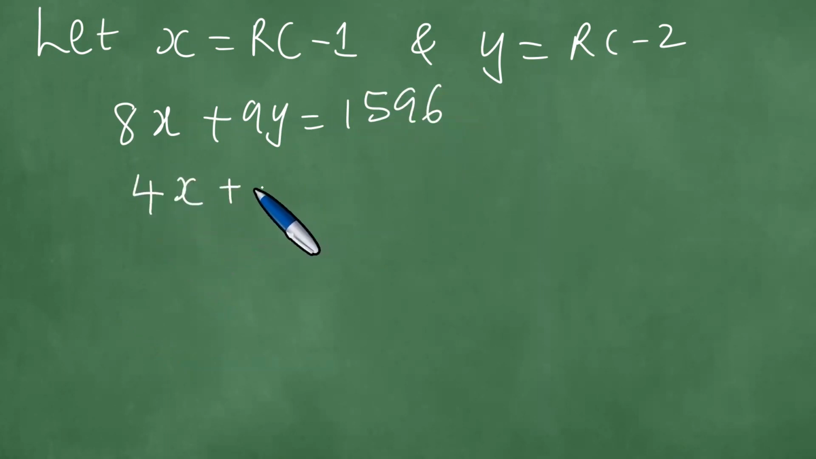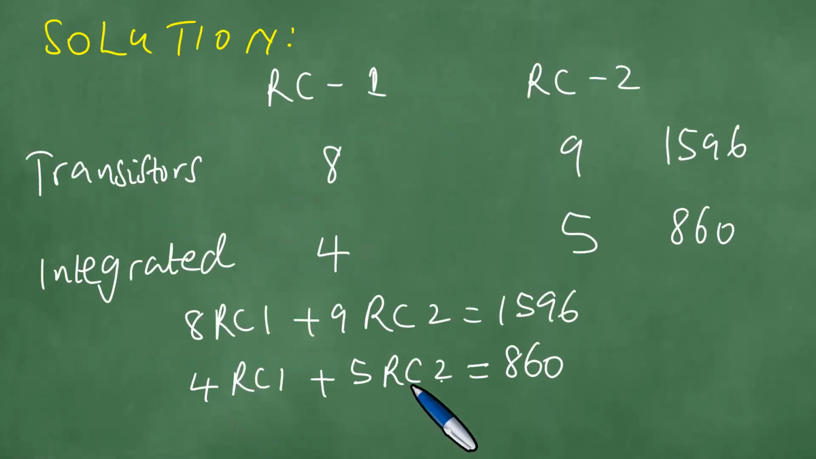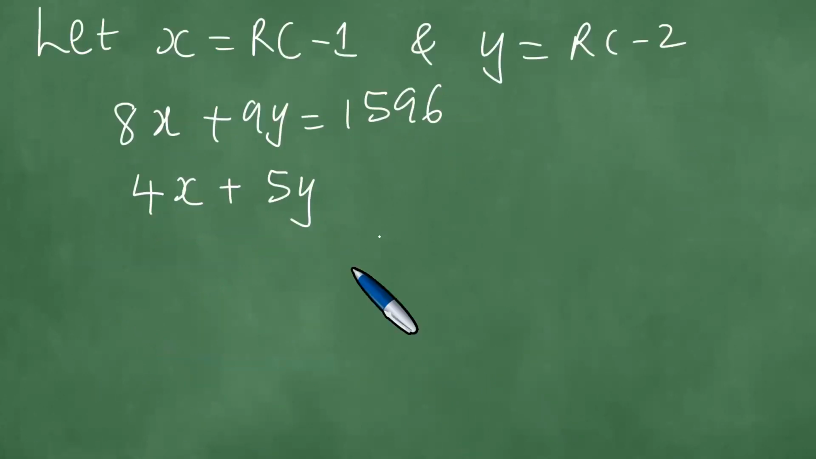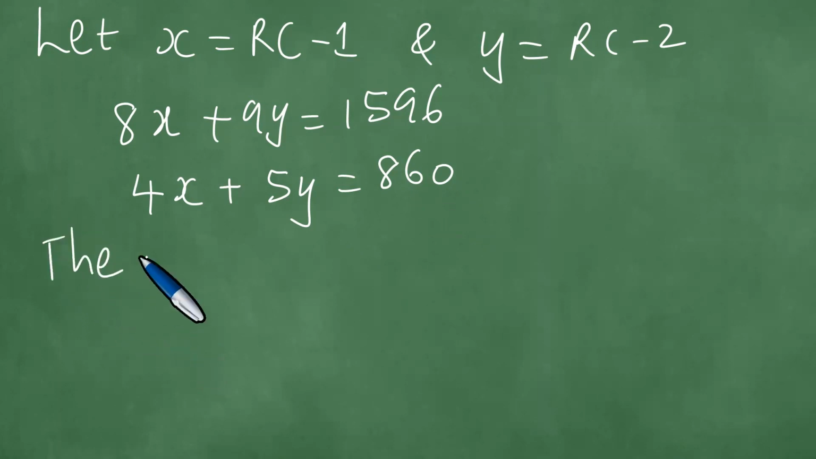4X plus 5Y. 4X plus 5Y is 860. Like so. Okay, what do we do now moving forward here? So we have the matrix equation. We're doing matrices for a start. There are a couple of other things we're going to do today.